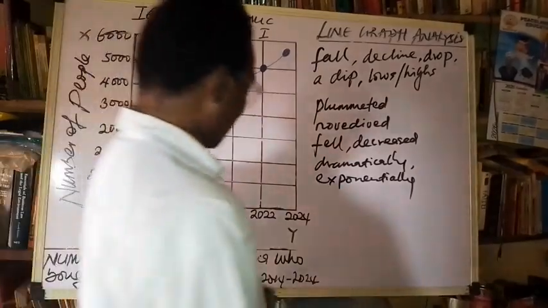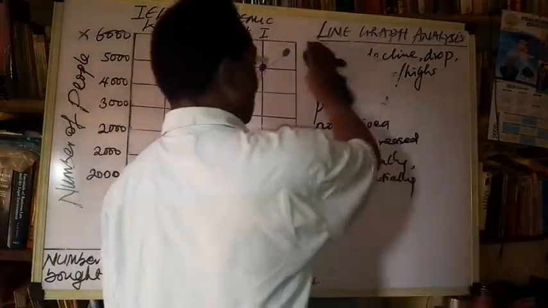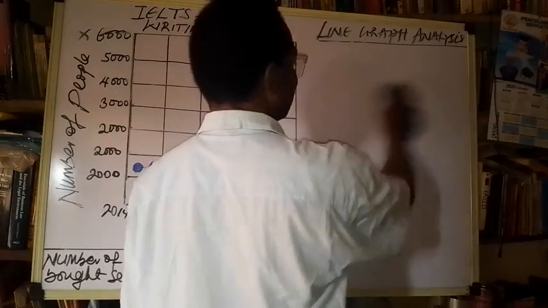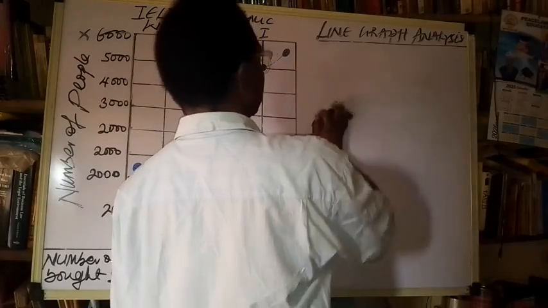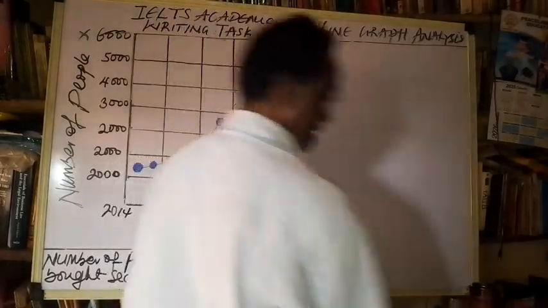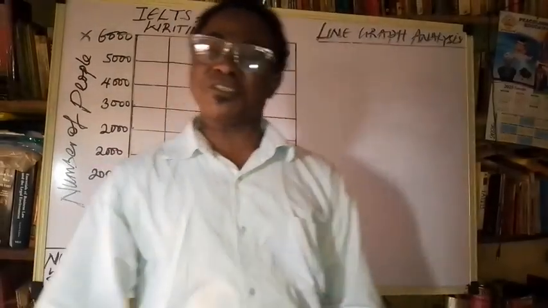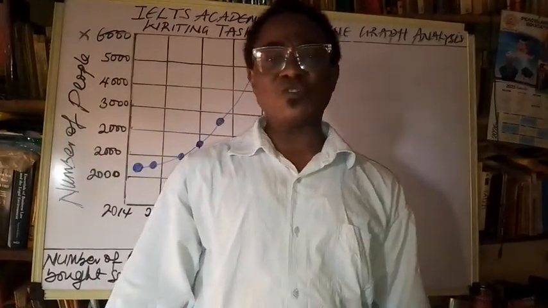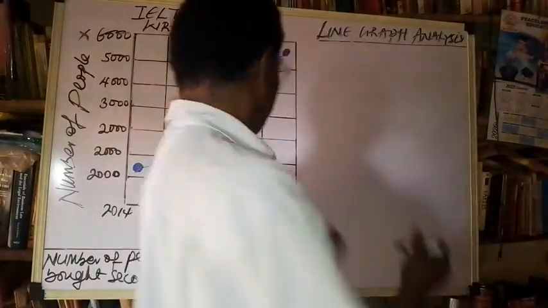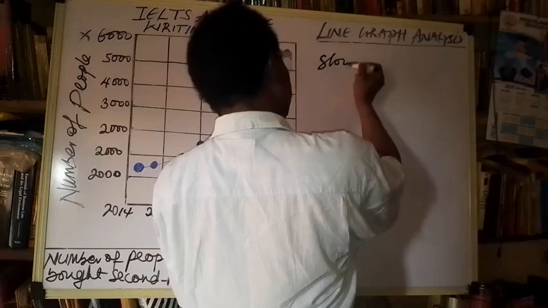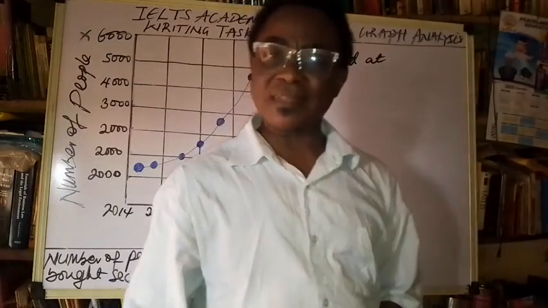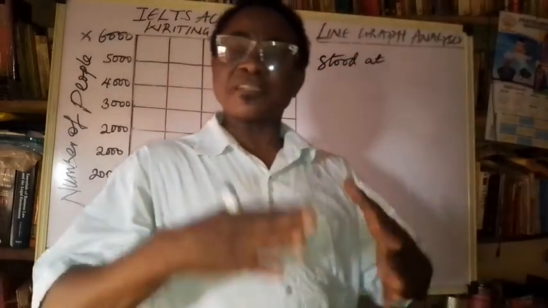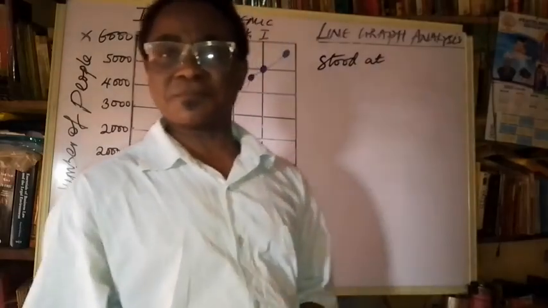What if there is a stability? A stability in values. Values didn't change for some time. You may use the verb stood at. Prices stood at a particular range for a period of time.